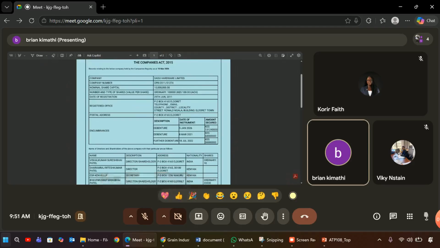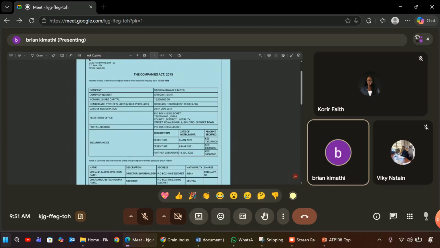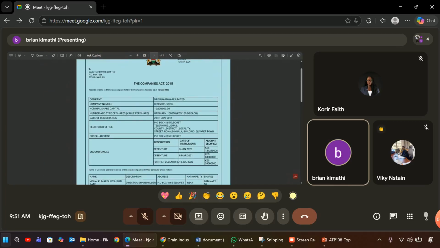Now here we are. Now this is very important to what we are discussing today, encumbrances. They are listed here. So let me take you back. Now this is a CR12, si ndio? Hii ni kama hivyo venye wameiweka records relating to the company as at this date. Ndio sasa ukiwa na title deed nayo inakuanga na encumbrances section. Kweli si kweli? So that was the question that Victor raised.